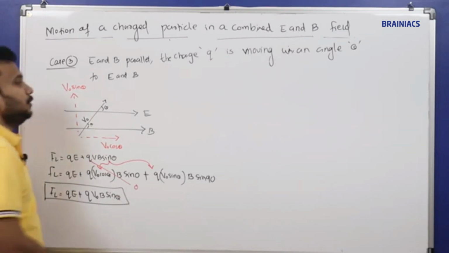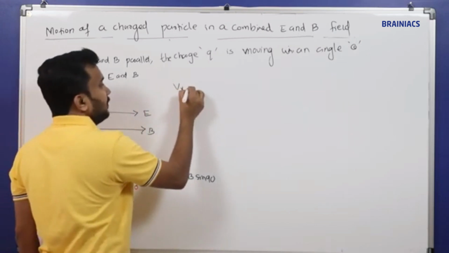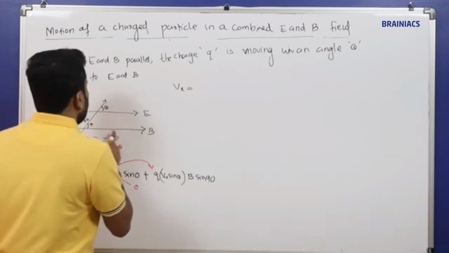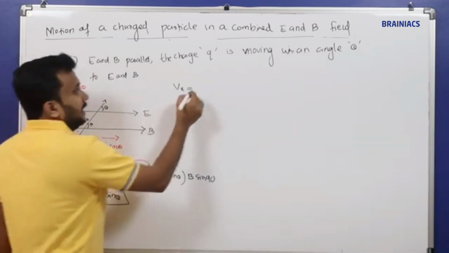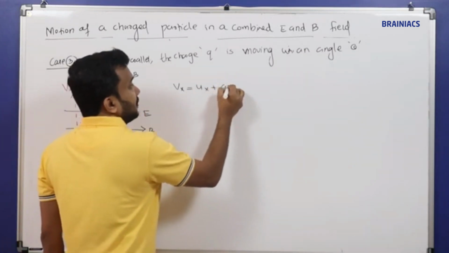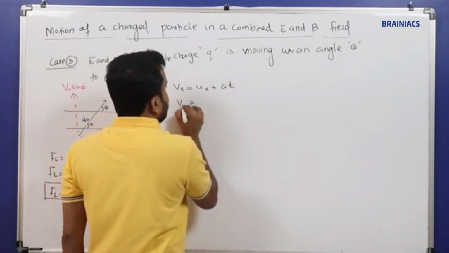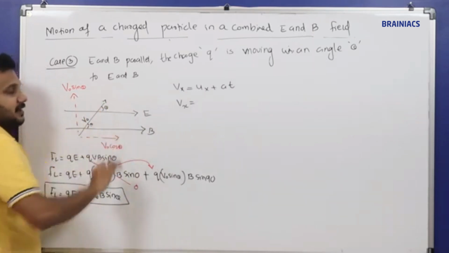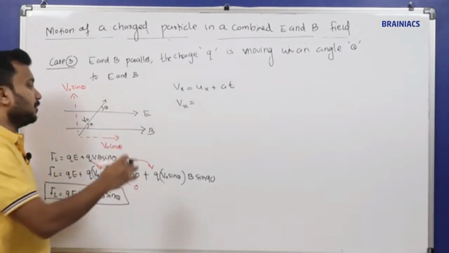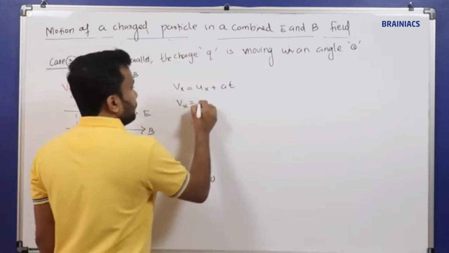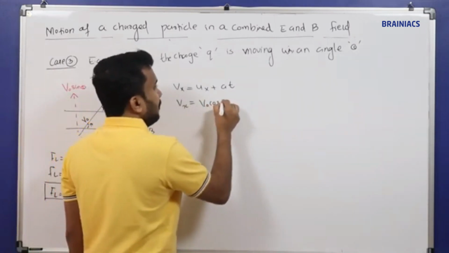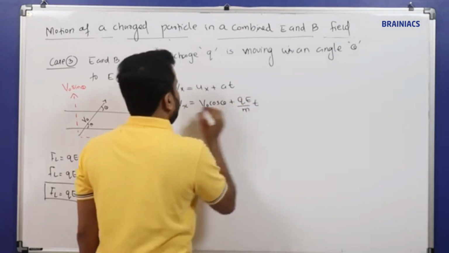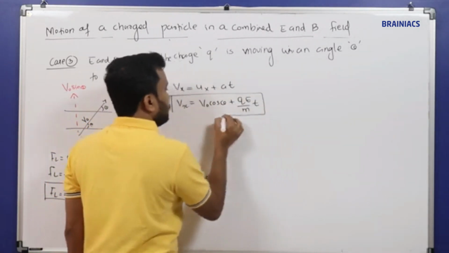Next, of course, we have to calculate the velocity because we know the particle will get accelerated. The initial velocity is not V0. It is accelerating along the x direction, so we need to calculate the x direction velocity. This is V0 cos theta plus QE by m into t. So this is the x direction velocity.